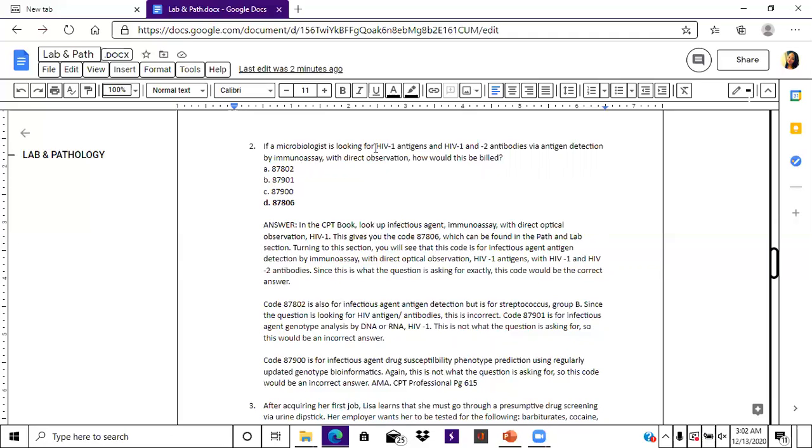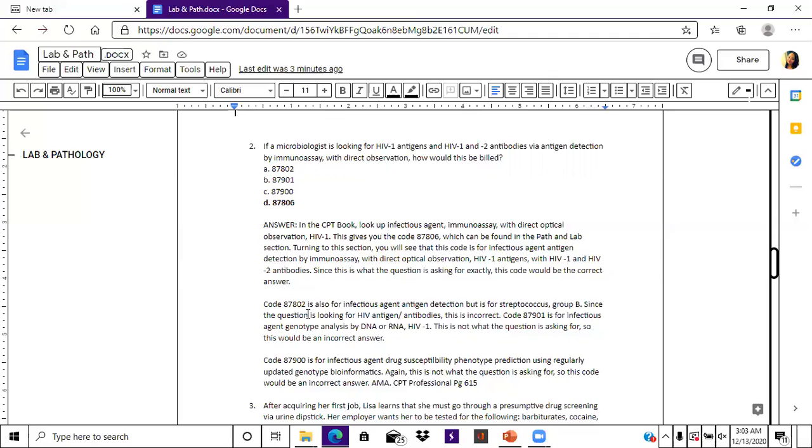You're going to see what they're asking you. You're going to look it up by infectious agent because HIV is an infectious agent. This gives you the code 87806, which can be found in the Path and Lab section. Turning to this section, you'll see the code is for infectious agent antigen detection by immunoassay with direct optical observation, HIV-1 antigens with HIV-1 and HIV-2 antibodies. Since this is exactly what the question is asking for, this code will be the correct answer.